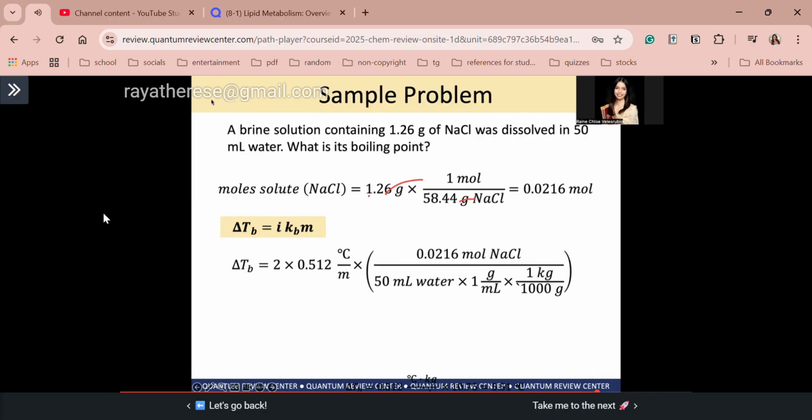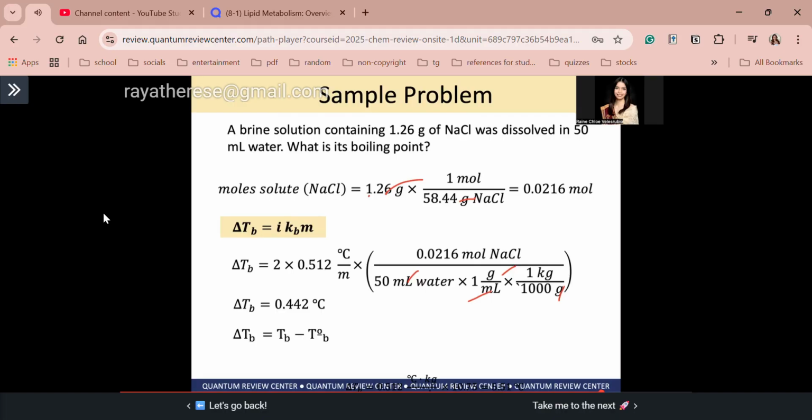Now we can solve for the change in the boiling point. That is 2, the Van 't Hoff factor we solved earlier, times 0.512 degrees Celsius per molal, which is a constant, times 0.0216 mole sodium chloride, the moles of solute, divided by the kilograms of solvent. So let's convert 50 ml solvent to kilograms. Using the density of water, cancel ml to get grams, then convert grams to kilograms, so we get the kilograms of solvent in the denominator. Solving, the change in the boiling point is equal to 0.442 degrees Celsius.